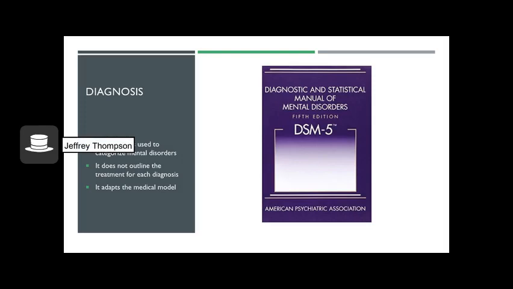So, in case you're not familiar, the DSM-5 is the book that psychologists and psychiatrists use to diagnose mental illnesses and mental disorders. If you are a doctor, then you are probably familiar with the ICD-10, which is another diagnostic manual, but we use the DSM-5. It doesn't outline the treatment for each diagnosis, so it doesn't tell you what you would do if somebody were diagnosed, but it helps you understand what the diagnosis would be and what you might see in that diagnosis.